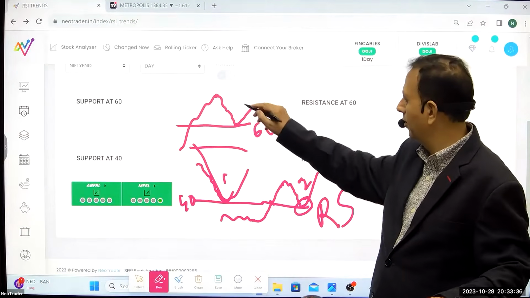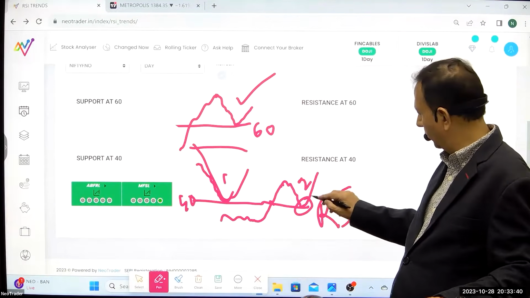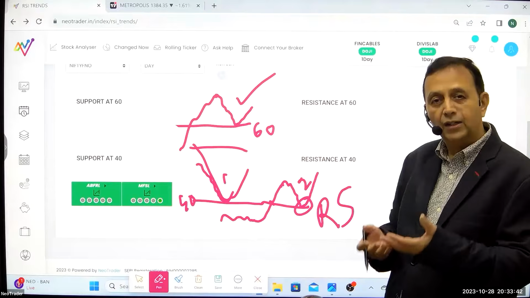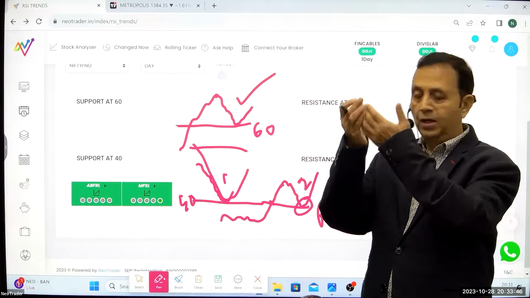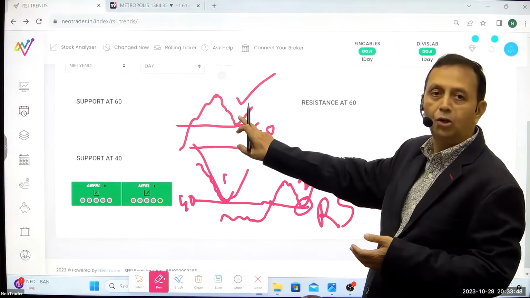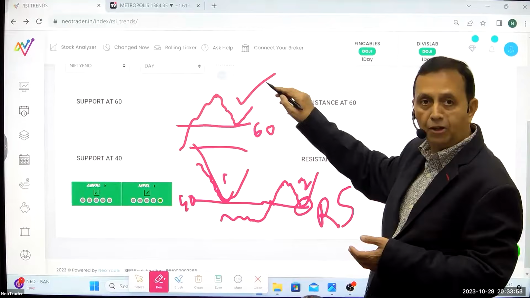Support at 60, very potent signal for a buy. Range shift signal here, because it is down, it takes a greater amount of effort to go up. So this is not equal to this. Please understand, this carries much more weight compared to this. But this is also a buy signal. This is also a buy signal. This is also a buy signal.